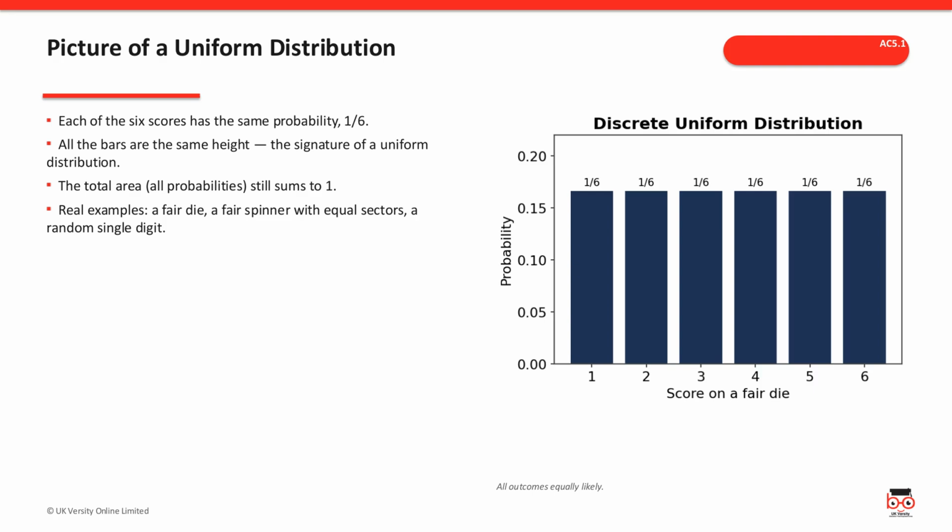If we picture this distribution, each of the 6 scores has the same probability, 1/6, so all 6 bars stand at exactly the same height. And that flat profile is the hallmark of a uniform distribution. The total area, meaning all the probabilities added together, still comes to 1. Real-world examples are all around: a fair die, a fair spinner with equal sectors, or a single randomly generated digit. Whenever every outcome is equally likely, this is the shape you get.